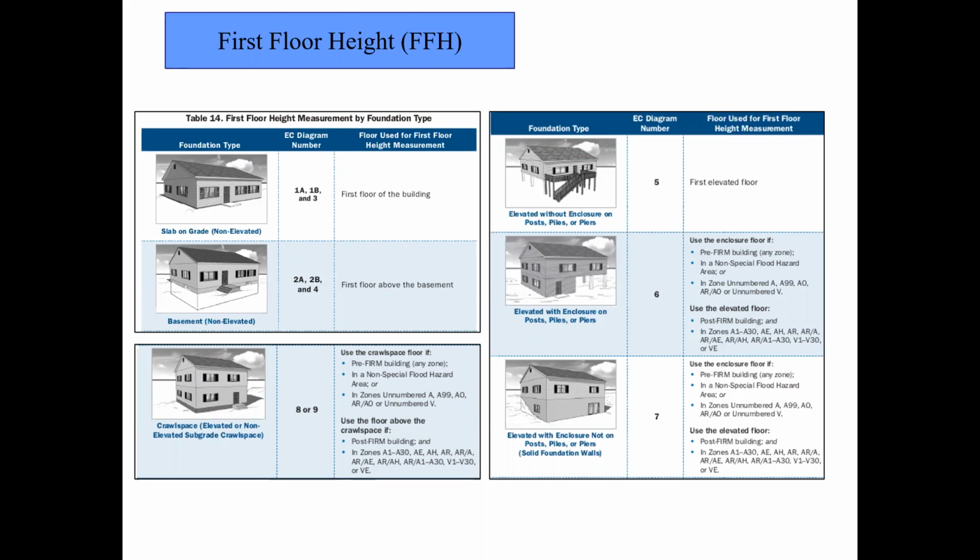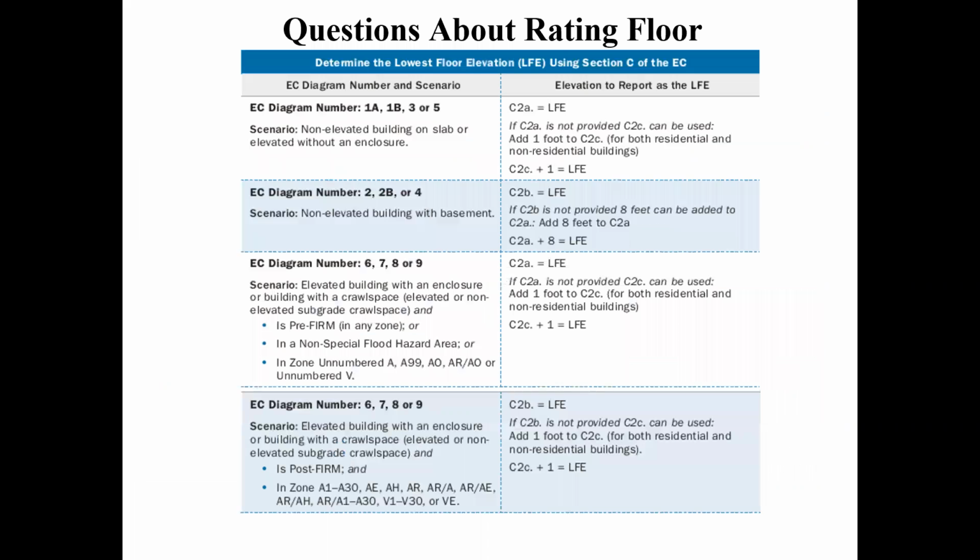Diagram 5, the elevated floor. 6, with the enclosures, it depends on if it's pre or post-FIRM. So that's 8, 9, 6, and 7. So just something to look at. You might want to look at the flood insurance manual just so you kind of see, but they've tried to make it clear how the elevation certificate relates to the rating floor.